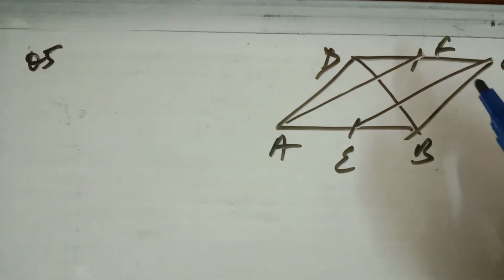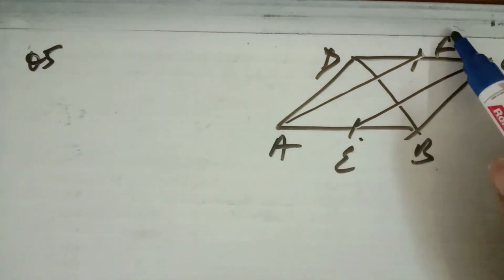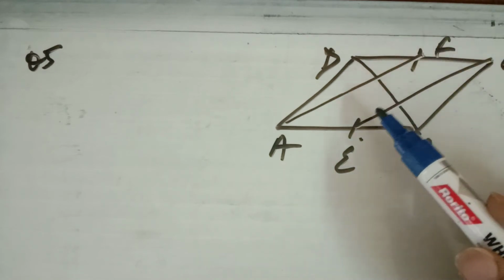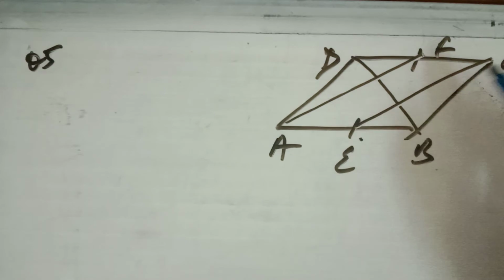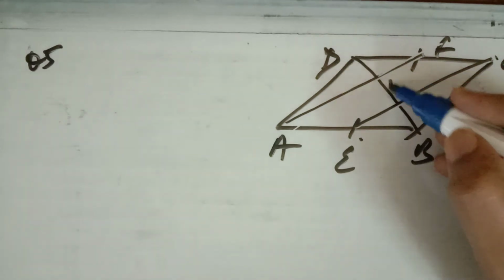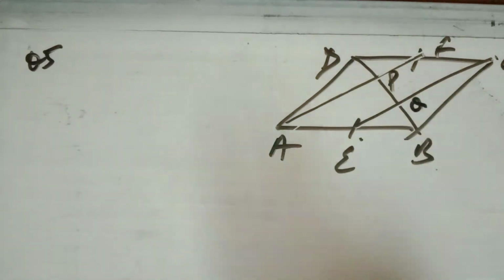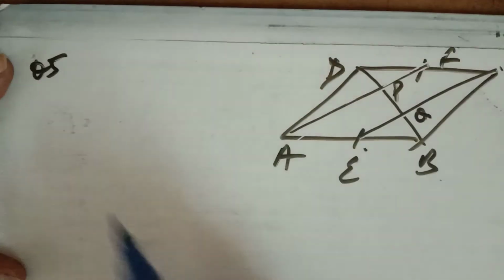In a parallelogram ABCD, E and F are the midpoints of AB and CD respectively, and you have to show that the line segments AF and CE trisect BD. Trisect BD means you have to prove that it is divided into 3 equal parts, the diagonal BD.